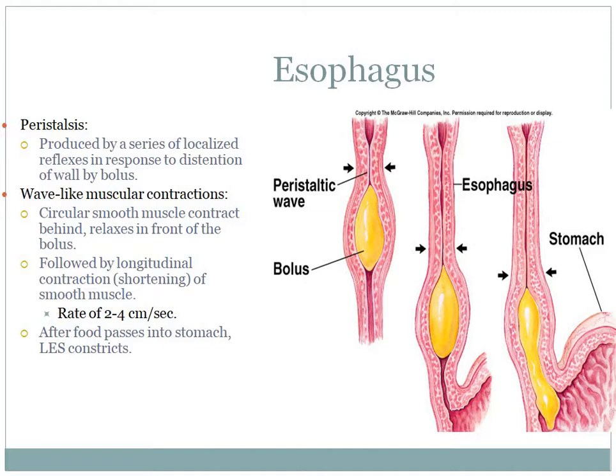In the esophagus, peristalsis is produced by a series of localized reflexes in response to distension of the wall by the bolus, with wave-like muscular contractions. The circular smooth muscles contract behind and relax in front of the bolus, followed by longitudinal contraction and shortening of the smooth muscle, at a rate of 2 to 4 cm per second. After the food passes into the stomach, the lower esophageal sphincter contracts.